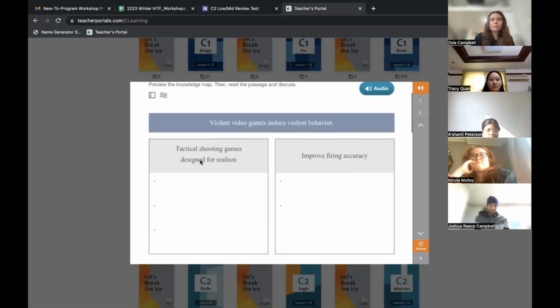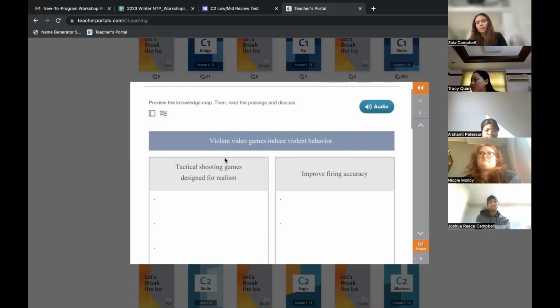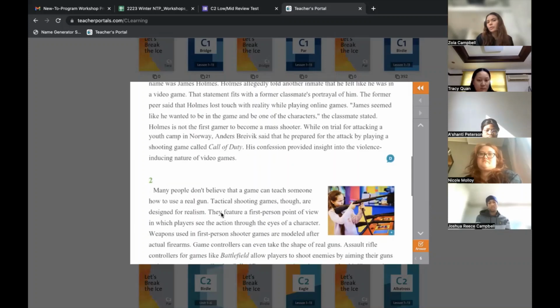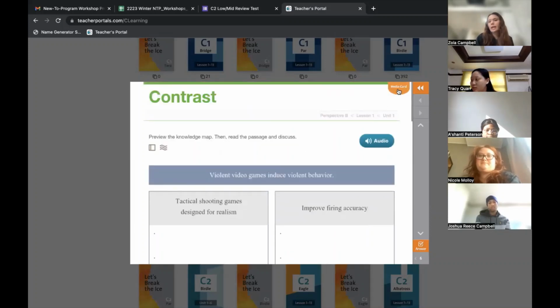And then you'll have them go through the reasons that the SMART textbook gives you. So what are some ways that violent video games induce violent behavior? And then they'll read the first one. Tactical shooting games are designed for realism. Now, you might want to explain what realism is because maybe they're not sure. So make sure you look through the reading to see if there are any words that they might not know, and you can put it in a media card for that as well.